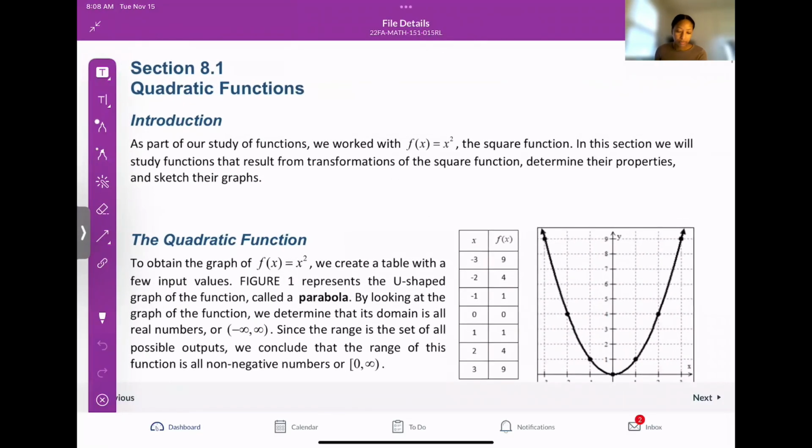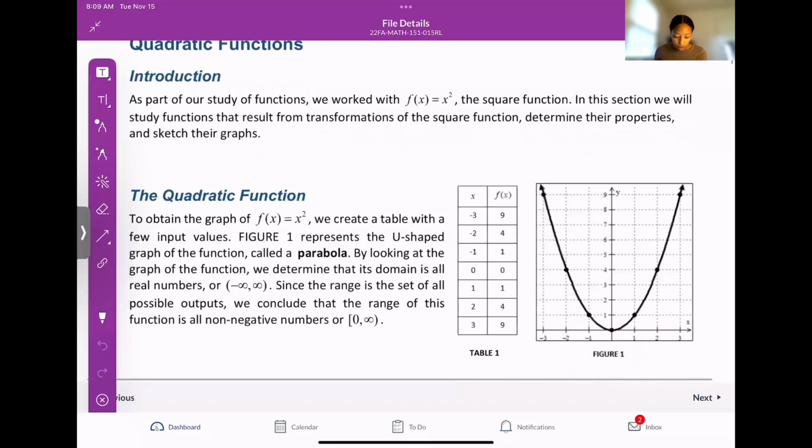Introduction to quadratic functions. As part of your study of functions, we worked with the function x squared before, the square function. In this section, we will study functions that result from transformations of the square function to determine their properties. Basically, if you take x squared and shift it left, right, up, down, make it wider, make it narrower, or flip it so you get a downward opening parabola instead of upward opening, these are all just transformations of x squared, and we get quadratic functions from that.